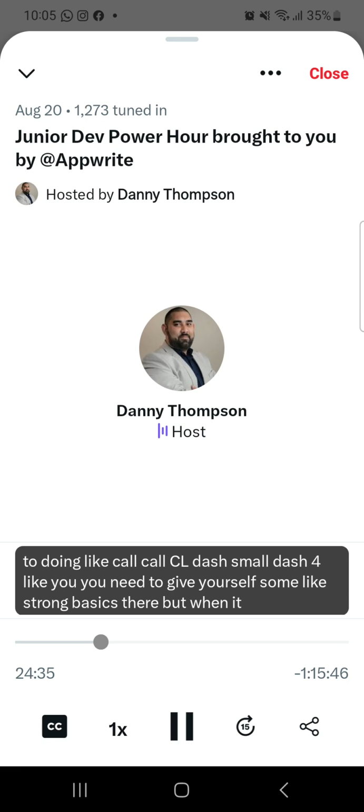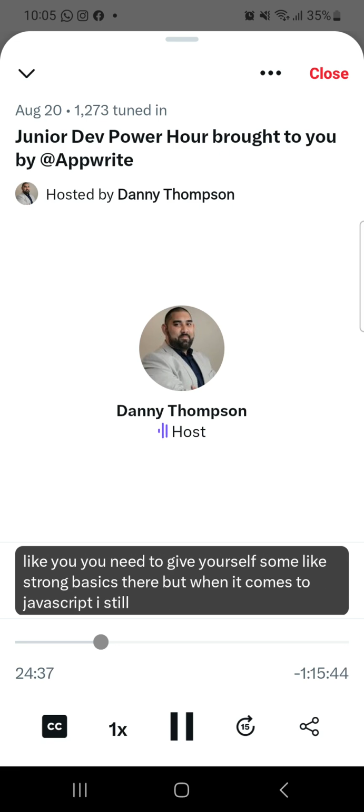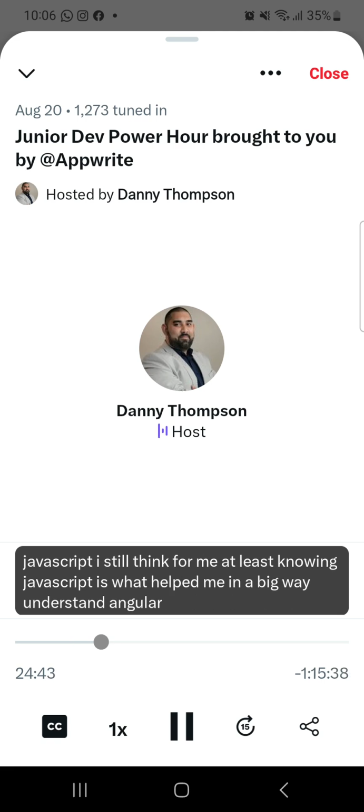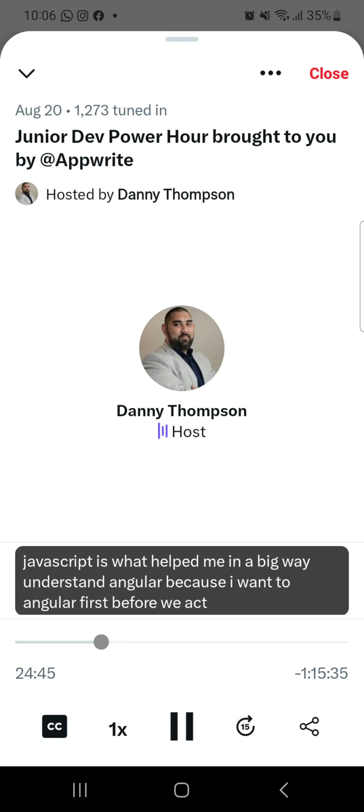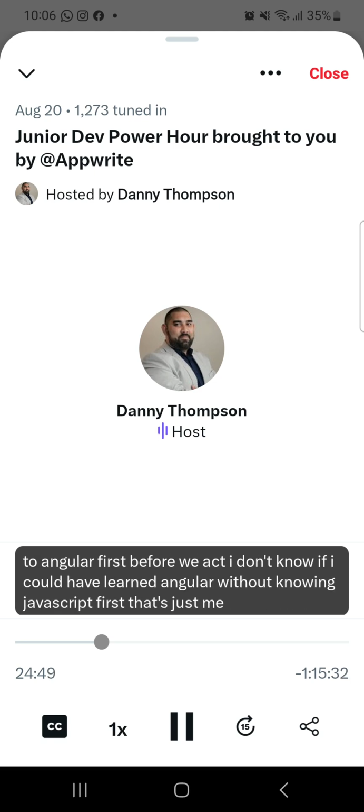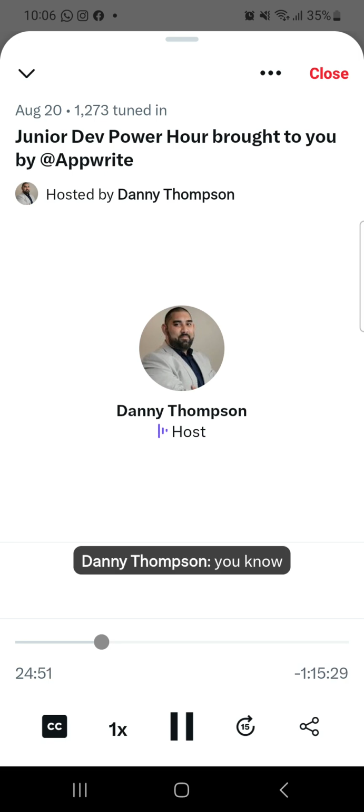But when it comes to JavaScript, I still think, for me at least, knowing JavaScript is what helped me in a big way understand Angular, because I went to Angular first before React. I don't know if I could have learned Angular without knowing JavaScript first. That's just me. But you know, everyone's different, right?